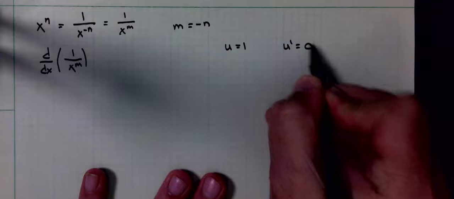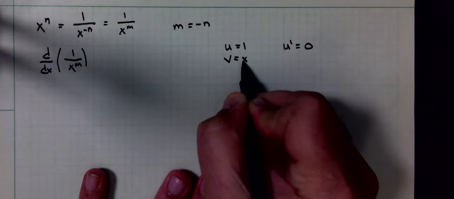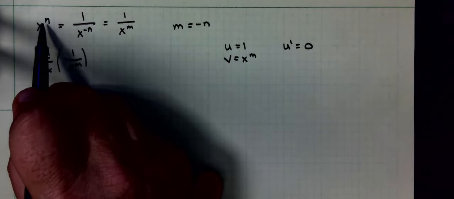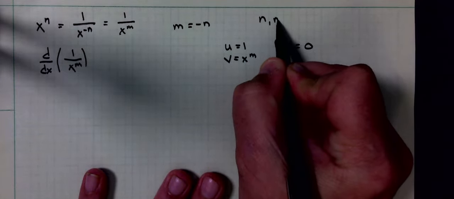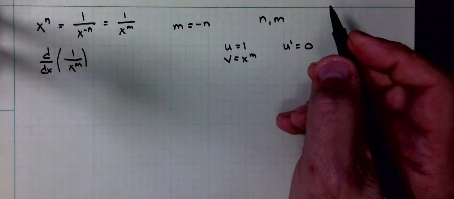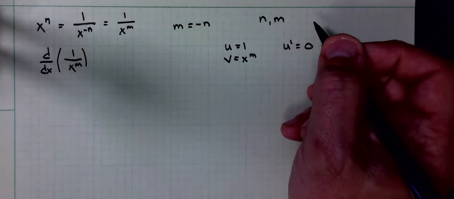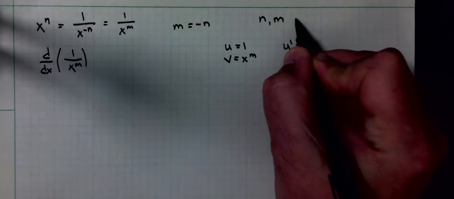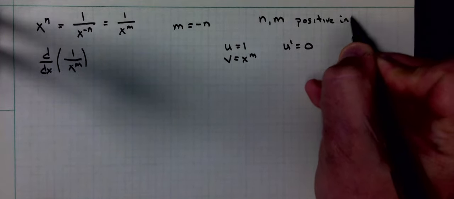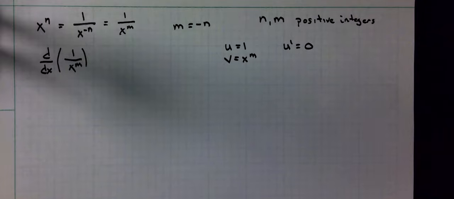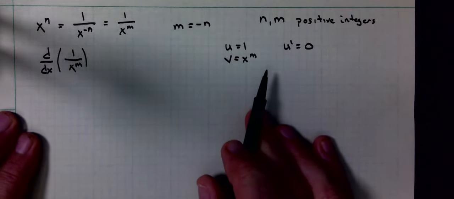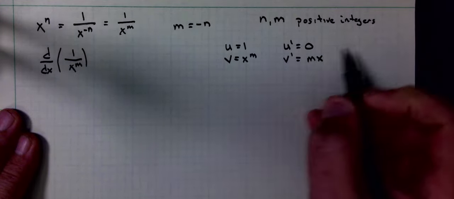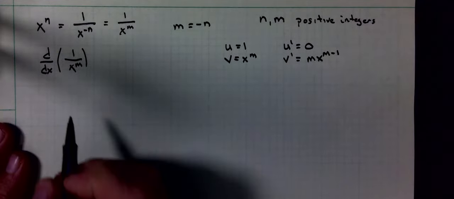Derivative of my v, x to the m. And remember, m in this case, my n was a positive integer. Both my n and m are positive integers. Okay. So my power rule for the derivative would be multiply by the exponent and subtract one from it. So if I want to actually find the derivative.